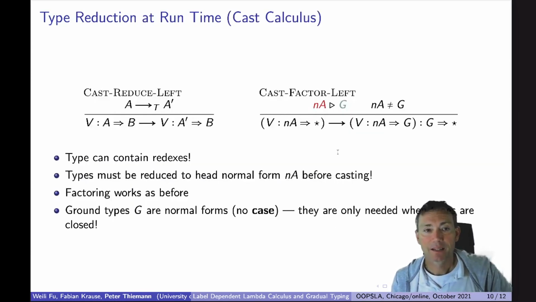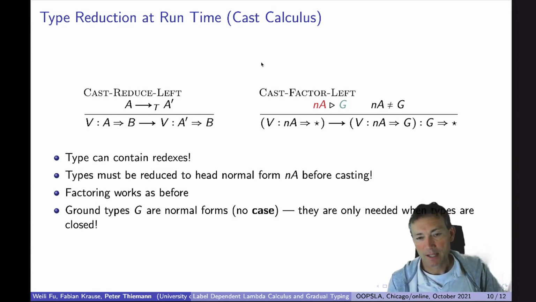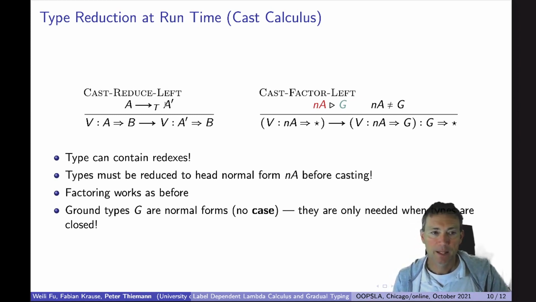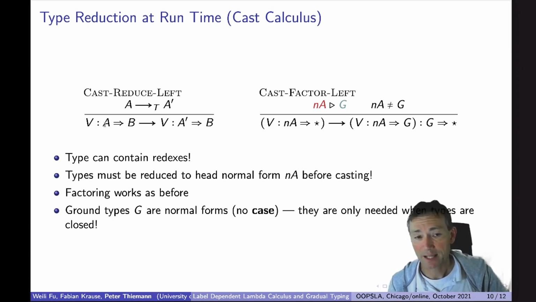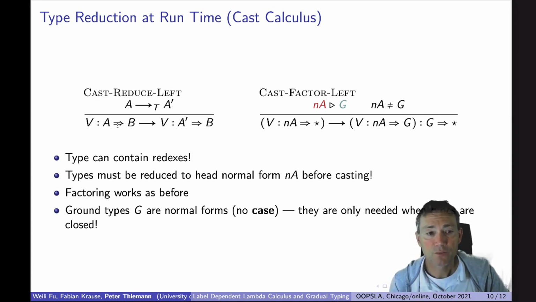Another highlight is now something in the cast calculus. So the cast calculus is the language that actually is our workhorse at runtime. And the defining part of the cast calculus is, of course, the cast expression. So we have an expression V, and we want to cast it from type A to type B. But now we have this dependently typed stuff, so types can contain red X's, which means A can contain red X's. And before we can execute the cast, we first must reduce the types to head normal form. And this is indicated here with this NA before casting.